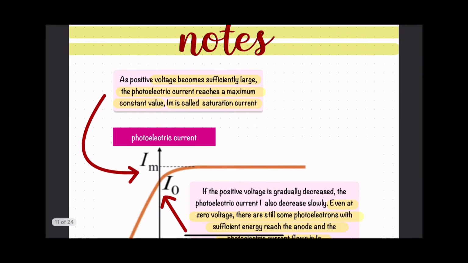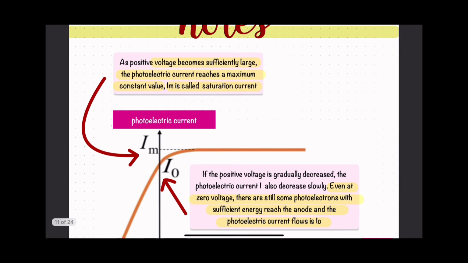So kita tengok dekat saturation current. So saturation current ni berlaku bila masa the voltage becomes sufficiently large, the photoelectric current reach the maximum constant value, we call it as the saturation current. Di mana semua photoelectron dah pergi pada anode. Jadi waktu tu memang current you akan maksimum lah. And then at this moment, ada drop of current from I saturation kepada I0.